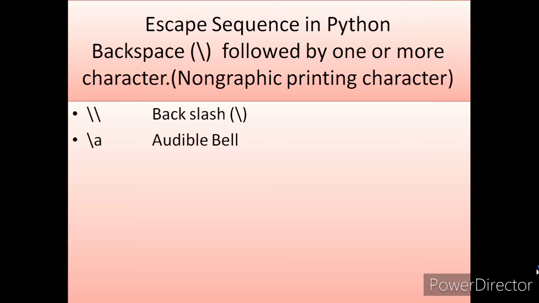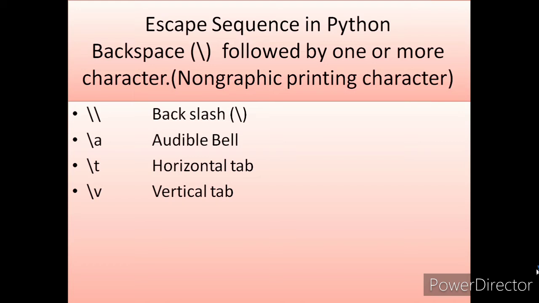When we are talking about slash a, it will not print anything, but it will give you a beep sound. It is known as the audible bell. When you use slash t, it is known as the horizontal tab. If you want to get some space between the words or characters, we use this slash t. Most probably it uses 4 blank spaces within the words.